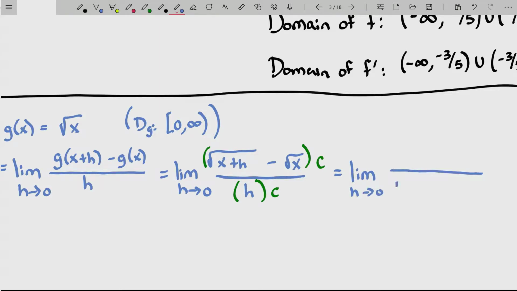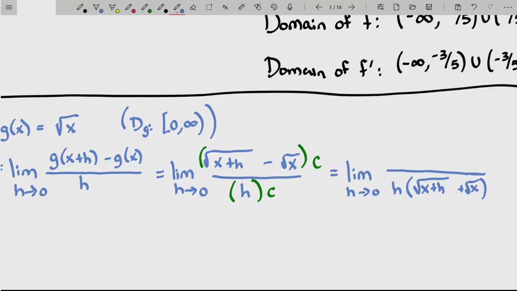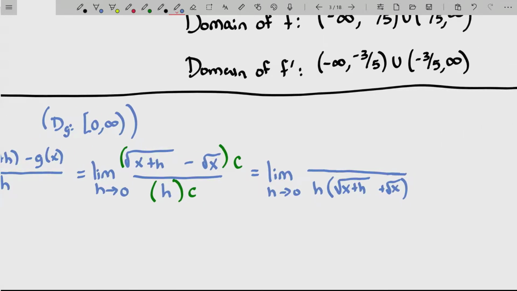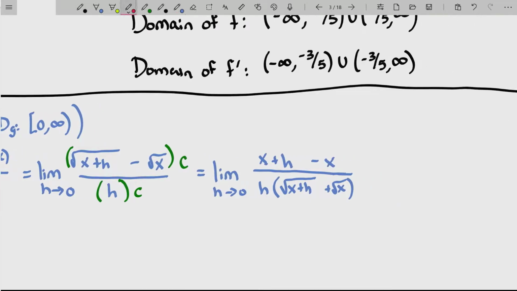The denominator will have an h times the quantity root x plus h, and then plus root x, but I'm not going to distribute through because that guy was not meant to be distributed through. The numerator was. When you multiply a difference of radicals by its conjugate, it will end up just getting rid of the radicals: x plus h minus x. And now we can kill off those matching x's, and you see you have h over h.